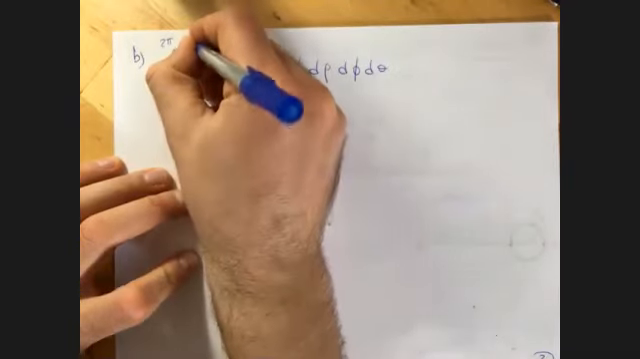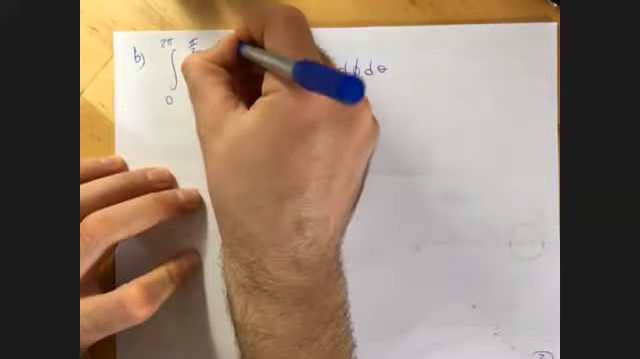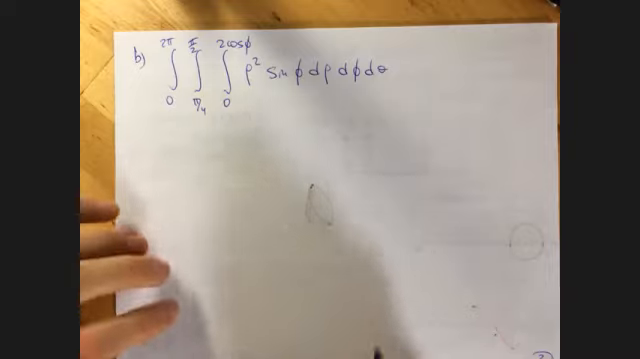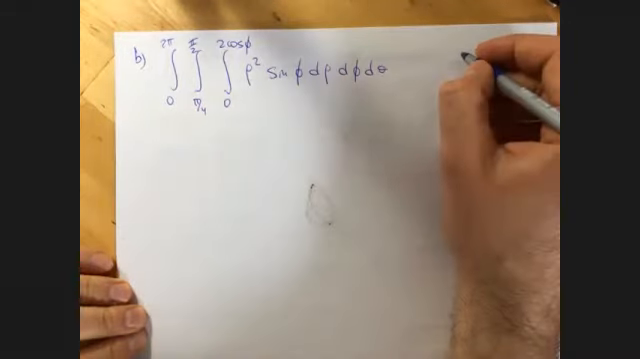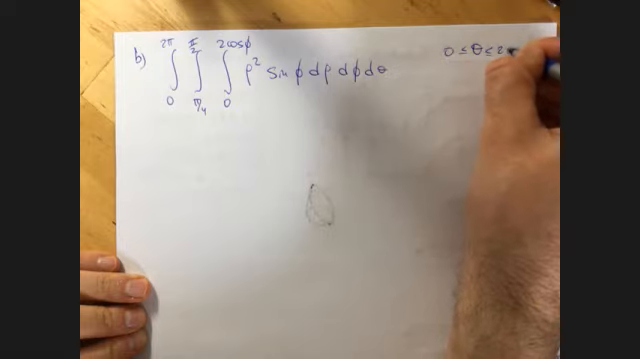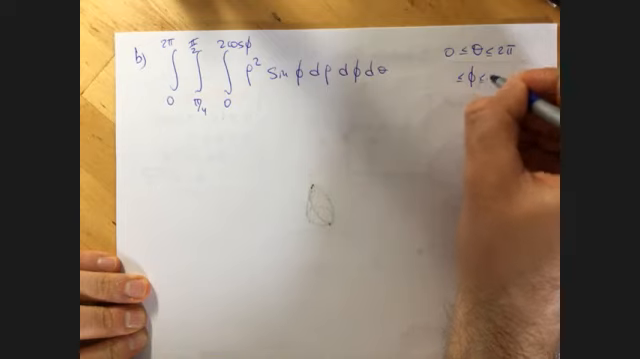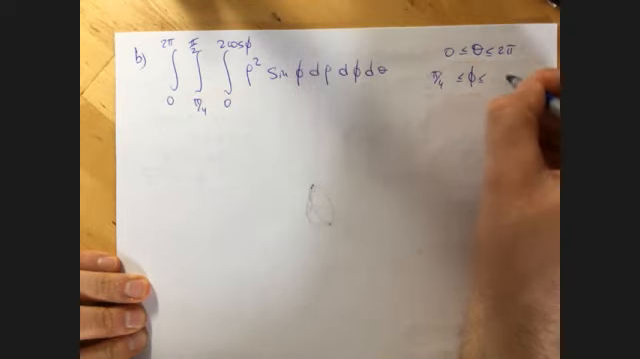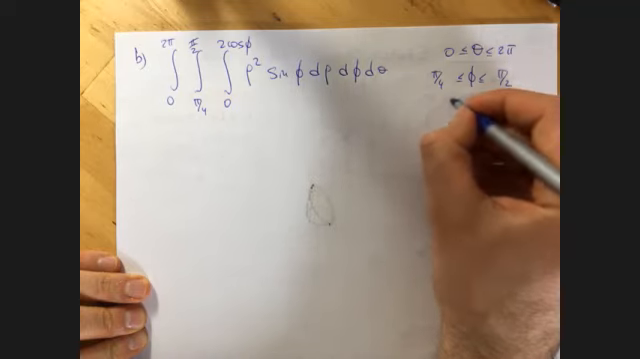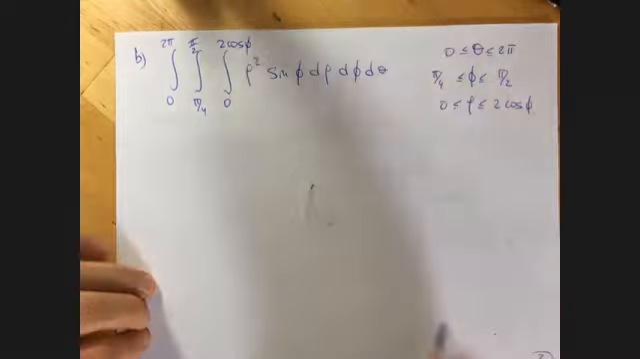Pi over 4 to pi over 2, and then 0 to 2 times cosine of phi. Okay. So let's write down the bounds, right? Theta does a full circle from 0 to 2 pi. Phi just goes from pi over 4 to pi over 2, and then rho goes from 0 to 2 times cosine of phi. So rho is not a constant, okay?